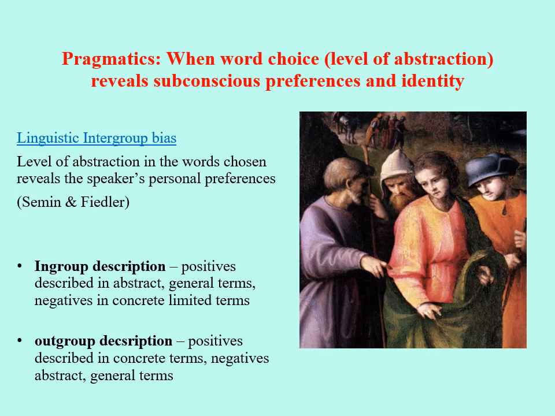This pattern is called the linguistic intergroup bias. The good qualities about my group are general, the bad qualities are very limited. The good qualities of your group are fairly limited, and the bad qualities are very general and abstract. The theory that predicts this linguistic intergroup bias was put forward by Semin and Fiedler, who were the first to argue that studying the level of abstractness in the words used can be indicative of internal preferences.